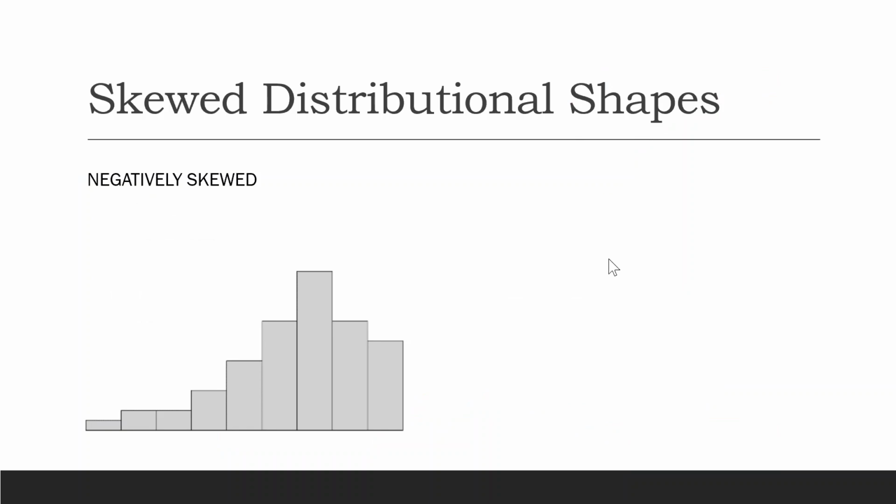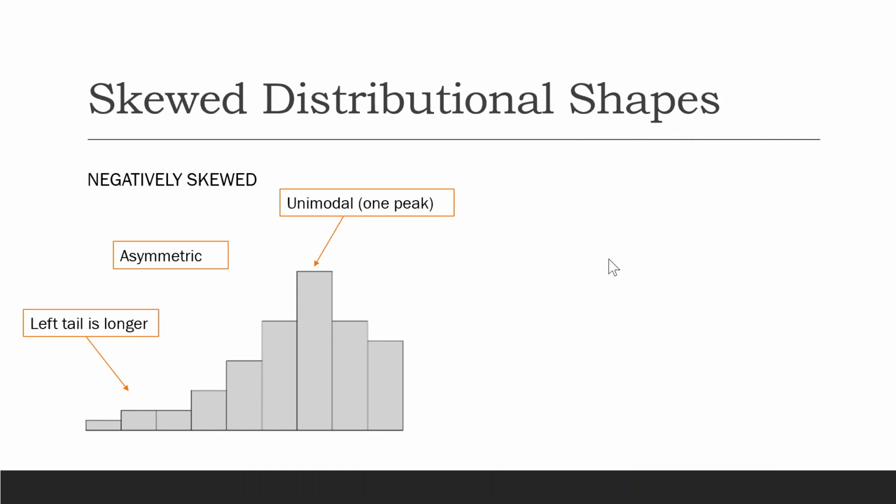Now, let's go to those distributions that are not symmetric. And these distributions for us that are unimodal, they're going to be skewed, right? Well, one way that they can be skewed is to be negatively skewed. And the way I remember negatively skewed, well, before we get there, notice that it's unimodal. It only has one mode or one peak. It is asymmetric, but it has a left tail that is longer than the right tail of the distribution.